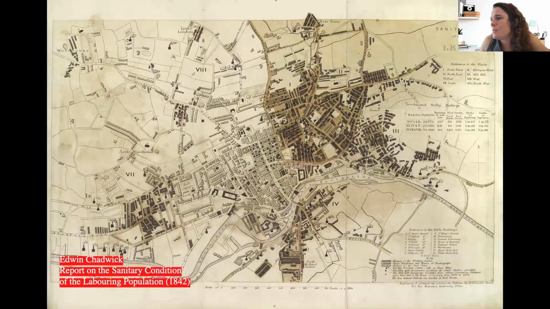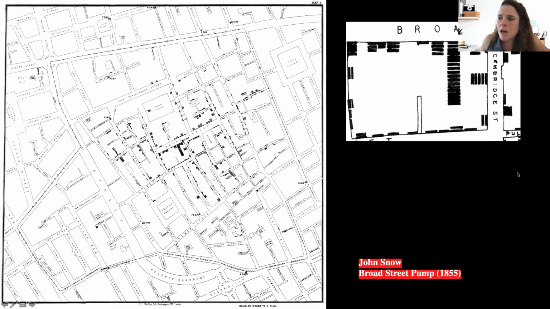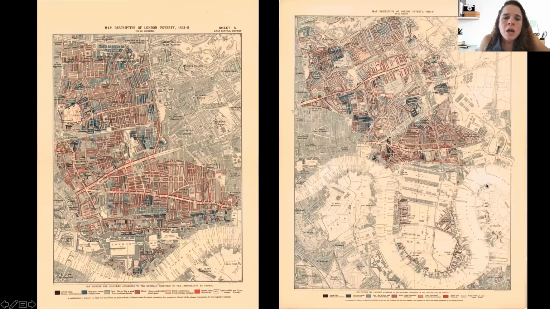And as many of you mentioned, John Snow developing the Broad Street pump map, which helped highlight cases of cholera, and also Charles Booth's map of London, which is often cited as the first socio-demographic map made available.